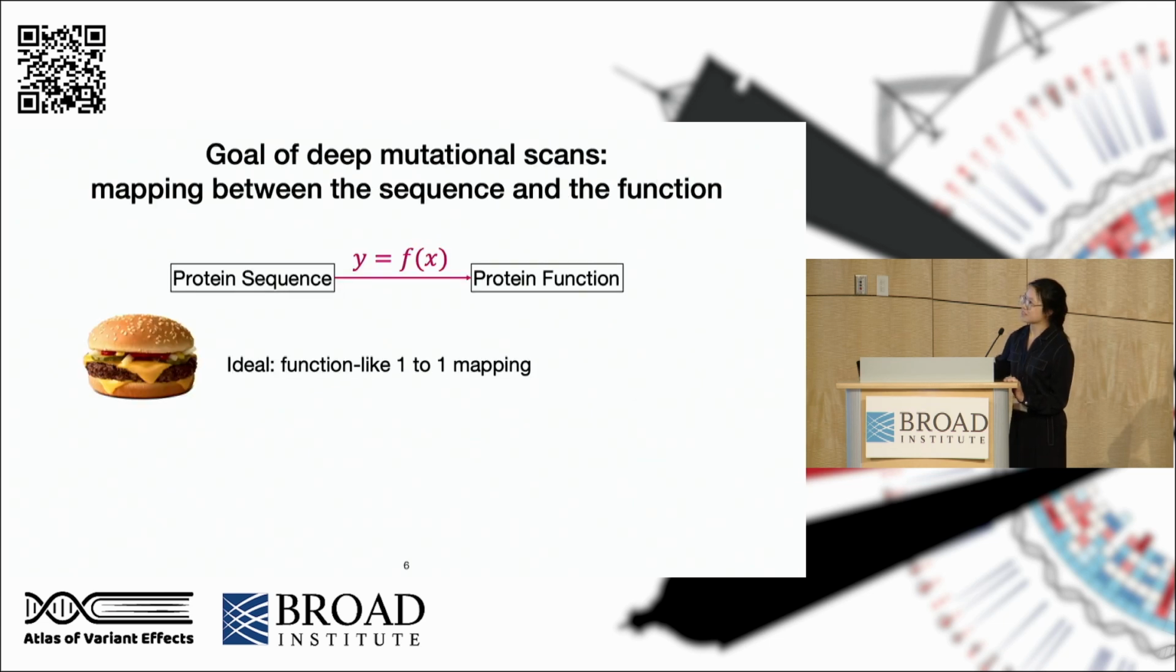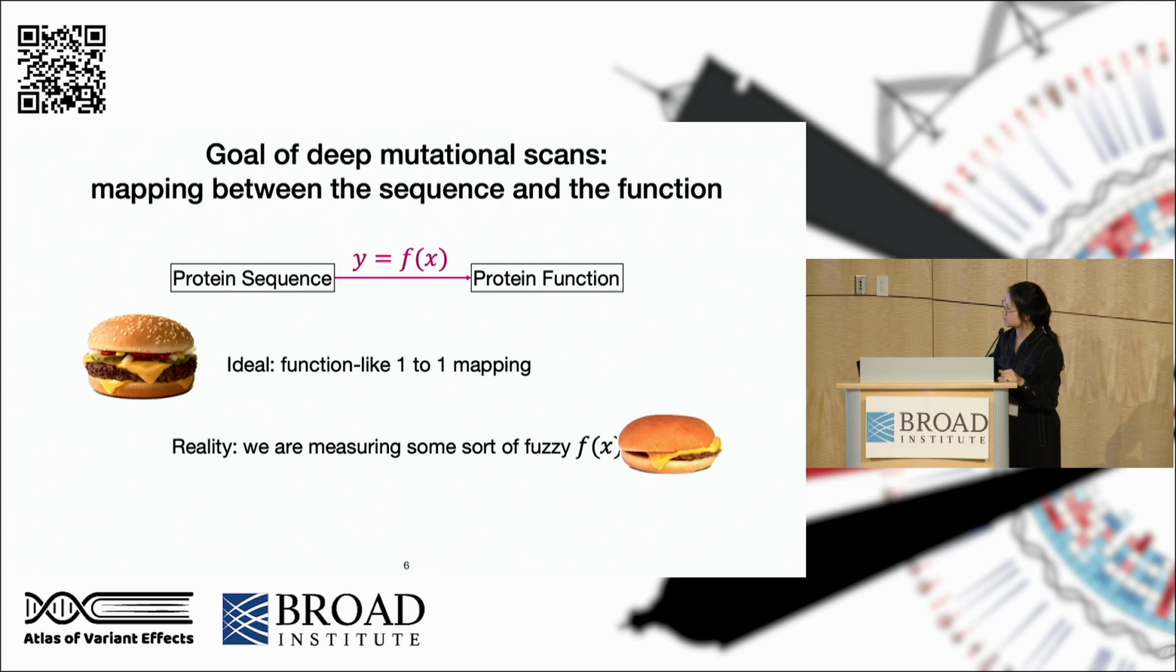The goal of deep mutational scans is that we want to find a mapping between the sequence and the function. People usually think of it as a function, a one-to-one mapping, right? Especially in variant effect predictors, there's one sequence and you get the protein function. But the reality in DMS is that we are actually measuring some sort of fuzzy effect that is not going to be a function.